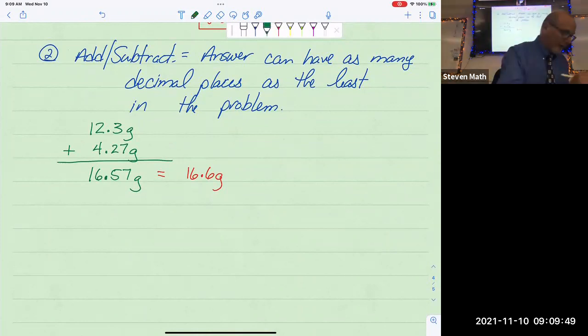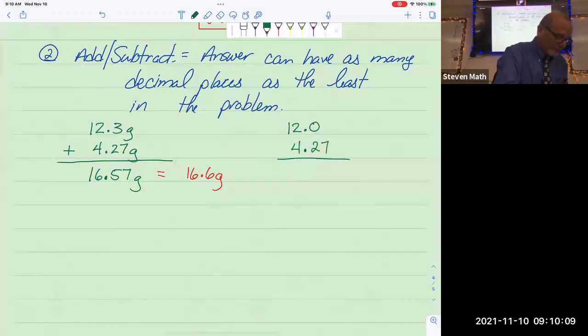Oh, yeah, if we had, that's a neat one. If we had 12.3 plus 4 point, well, no, sorry, let's do that. Let's make that 12.0, plus 4.27. And now you get 16.27. And we've got to make these centimeters. That 0 still counts. So 16.3.